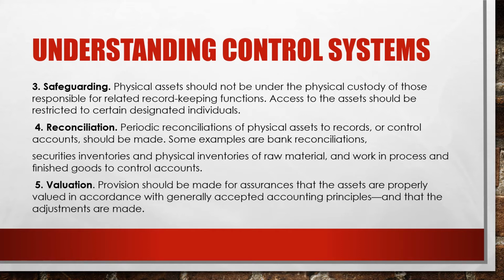The fourth is the reconciliation. Periodic reconciliations of physical assets to record or control accounts should be made. Some examples are bank reconciliation, securities inventories, and physical inventories of raw materials, work in process, and finished goods to control accounts. So there should be a reconciliation.